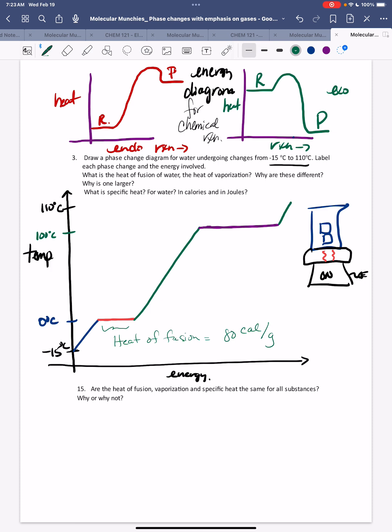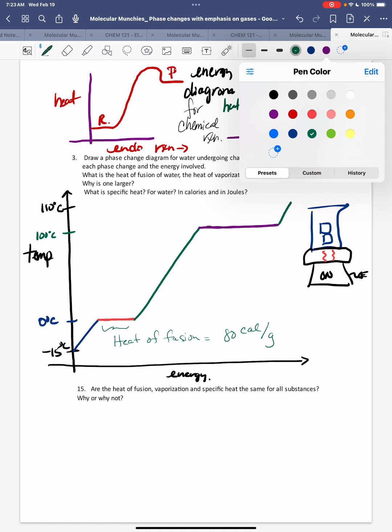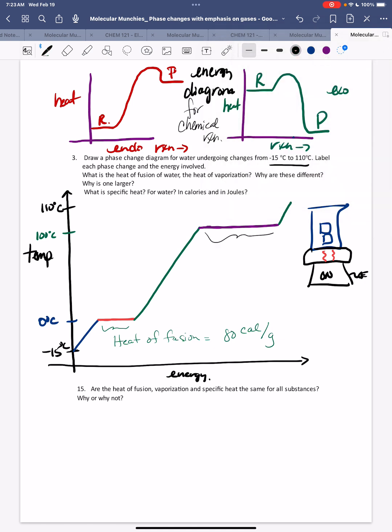I'm going to just get this down here. This part right here is called the heat of vaporization. And for water, it's bigger, it's 540 calories per gram. So in our next video, we'll continue that conversation.